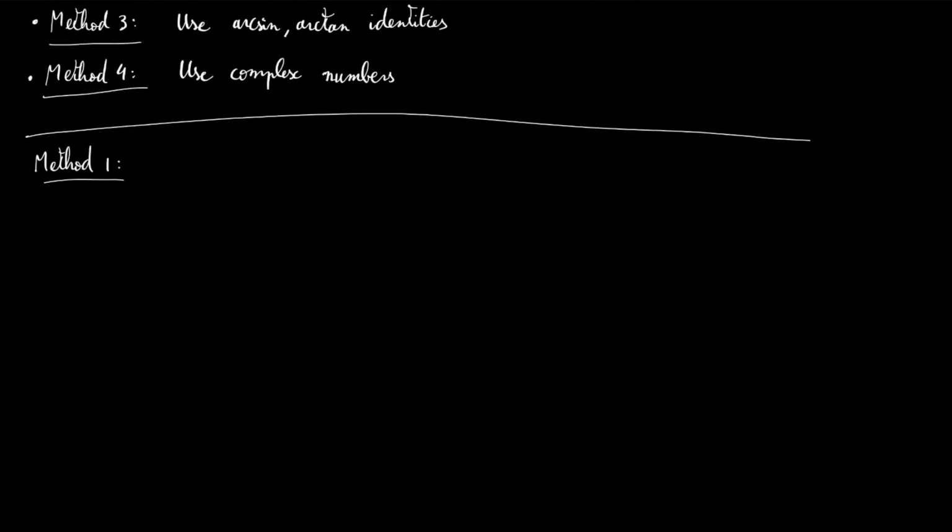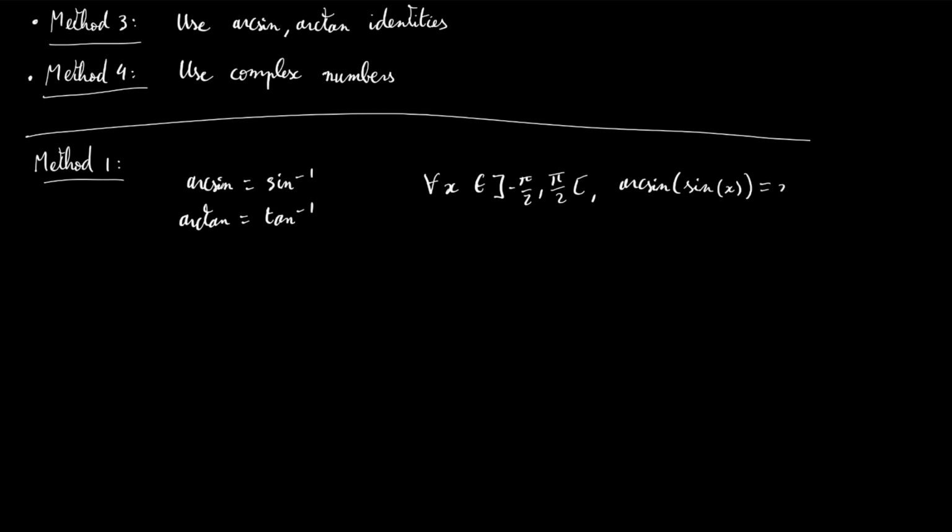The first method will use the derivatives of the arcsine and arctan functions. So let's give a quick reminder of what these functions are and how you can calculate their derivatives. By definition, arcsine is the inverse function of sine, and arctan is the inverse function of tan. This means that whatever the value of x between minus pi over 2 and pi over 2, we have arcsine of sine of x equal to x, and arctan of tan of x also equal to x.